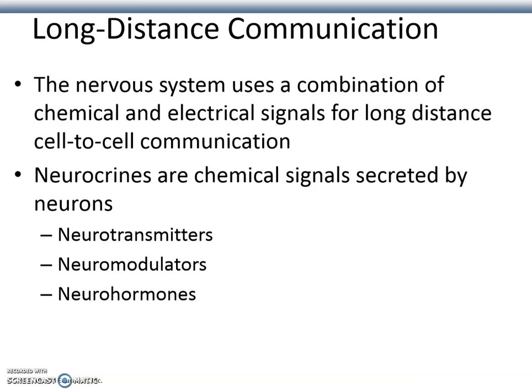So neurocrines are chemical signals that are secreted by neurons, and they include neurotransmitters. Most importantly, neurotransmitters are released at axon terminals, and they will do something to the cell that they are synapsed with, so via a synapse. There are also other molecules known as neuromodulators and neurohormones. We'll pick up on those terms later as well, but the most important term here would be neurotransmitters.